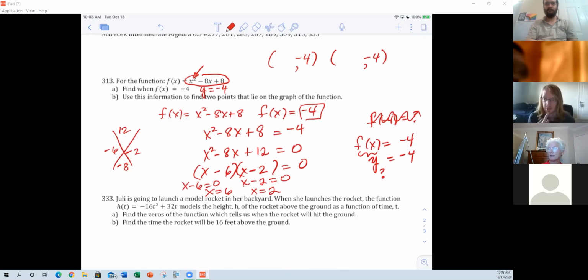So we solved it. And we found the zeros for this function. If I said, where does x squared minus 8x plus 12 cross the x-axis, it would be at 6, 0 and 2, 0. But that's not what the original question asked. It said, where is this equal to this? So it would be at 6, -4 and at 2, -4.